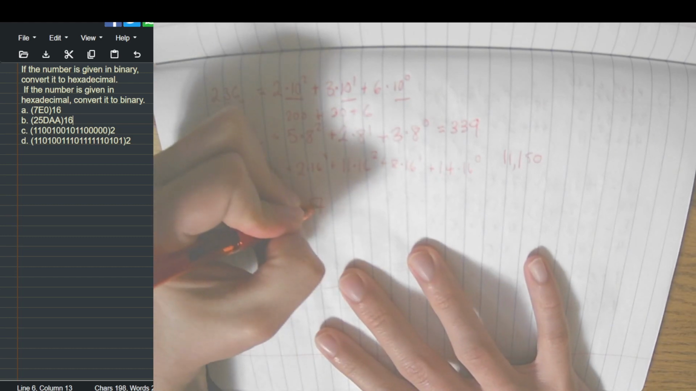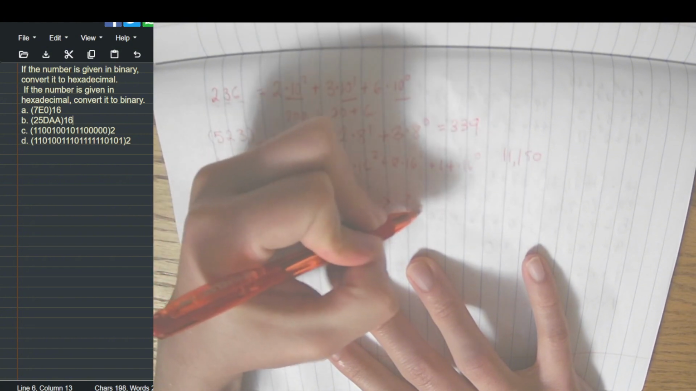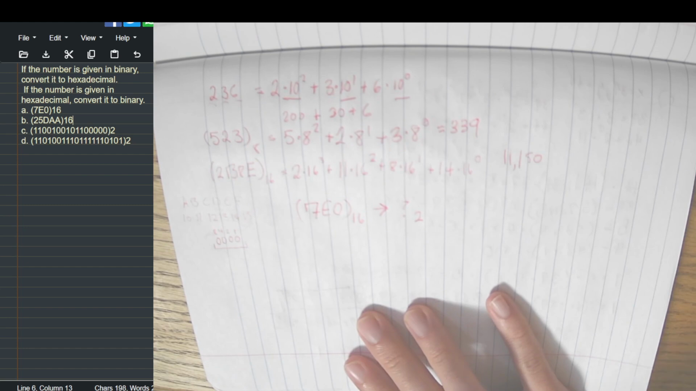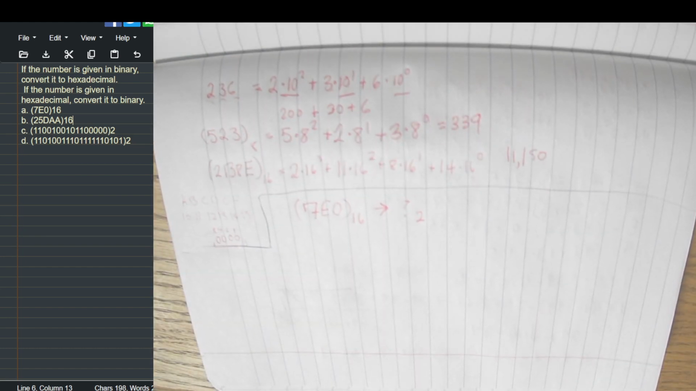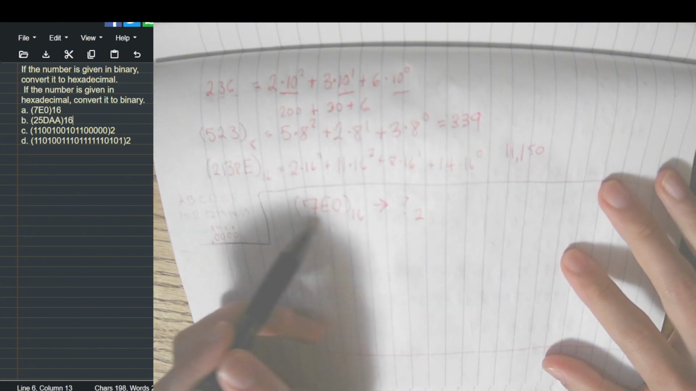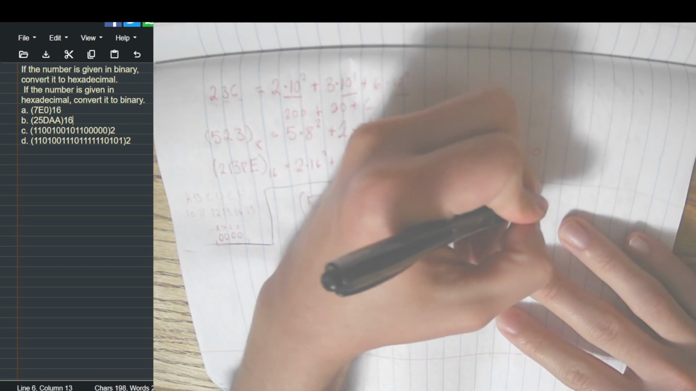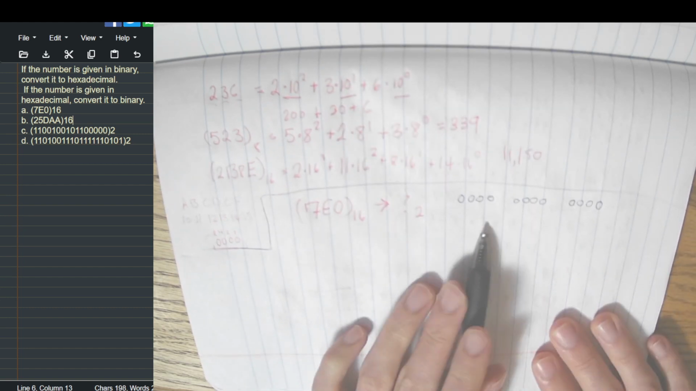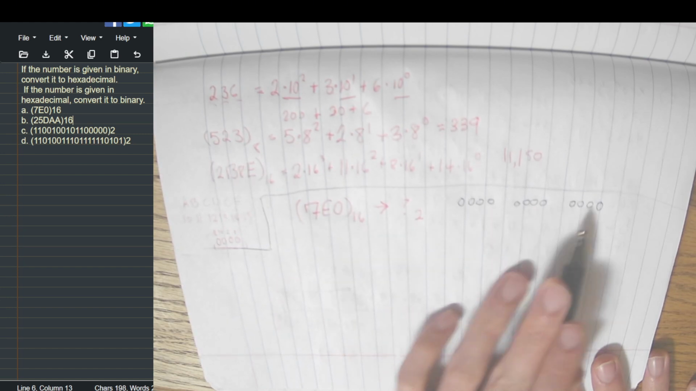So let's start with 7E0 in base 16 converted to a number in base 2. I'm going to switch pen now that we're on a different type of question here. So how can we go about this? I said there's a relationship of 4 bits per each digit in a base 16 number. So if there's 3 digits times 4, I'm going to write 12 zeros here. And then I just need to write the hexadecimal value and pair them with each 4 of these.